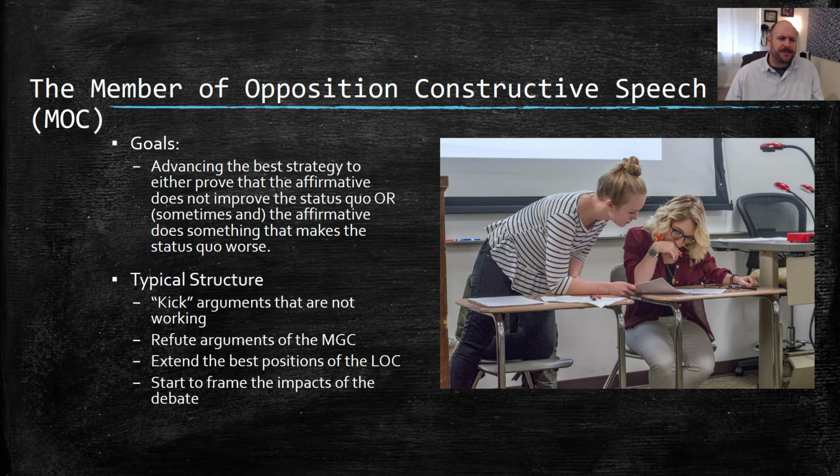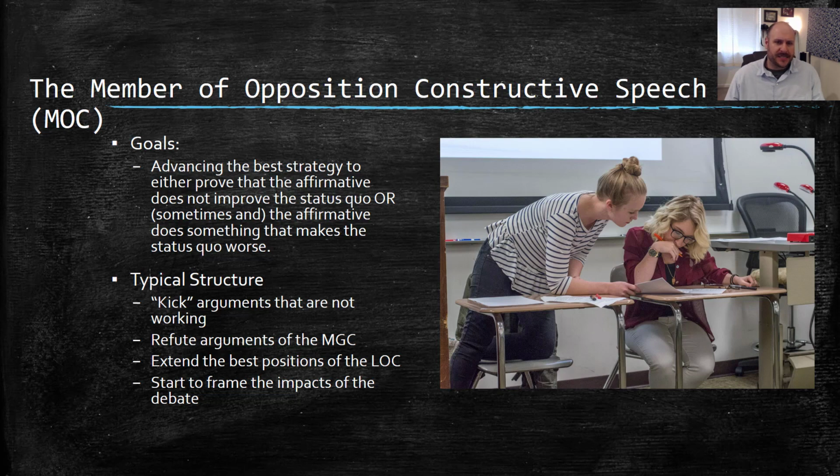So typically, when a member of opposition starts the speech, they'll go ahead and start by kicking any arguments that aren't working for them. So if they decided that they weren't going for a disadvantage, they might extend across a non-unique argument made by their opponents. If they'd run a procedural argument that was met easily by their opponent, they might decide to kick out of that so that they can really just focus their time where they're at.